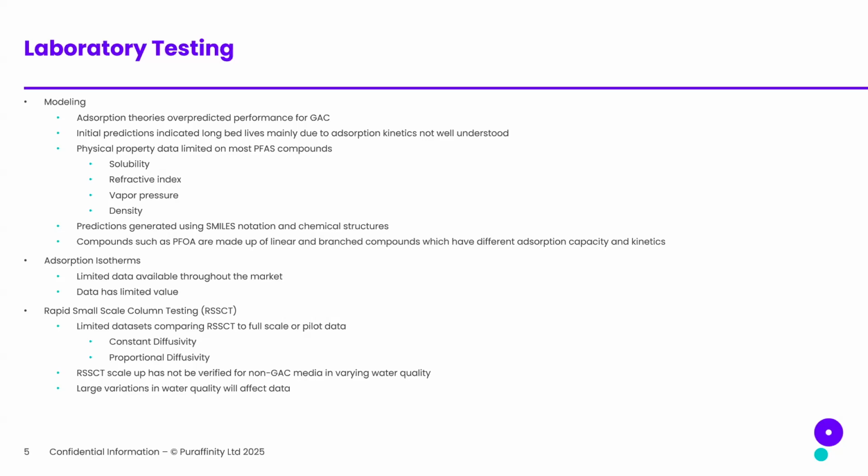There's two assumptions that need to be made when you run the test. It's either constant or proportional diffusivity. I've seen data that's assumed both, and the numbers you get can be very different. So there's limited data in terms of scaling the RSSCT to actual full scale or pilot data. It's something that needs to be developed, and is something that the industry is currently working on.